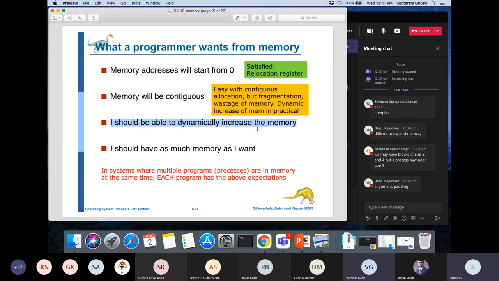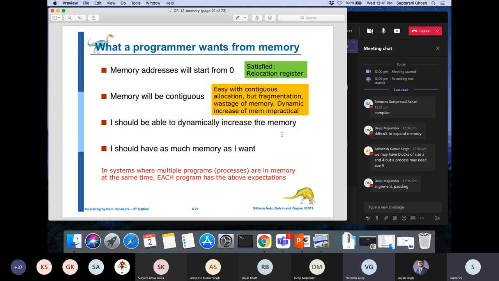Okay. So again, contiguous allocation is a very simple scheme. This requirement we have already kind of satisfied with the relocation register concept. Also, with relocation register and contiguous allocation, just like we discussed, we would have satisfied these two constraints, these two expectations. But then this third expectation we would not be able to, in practice, satisfy, right? Also, there are these problems of wastage of memory, right? So we would not like to do that.